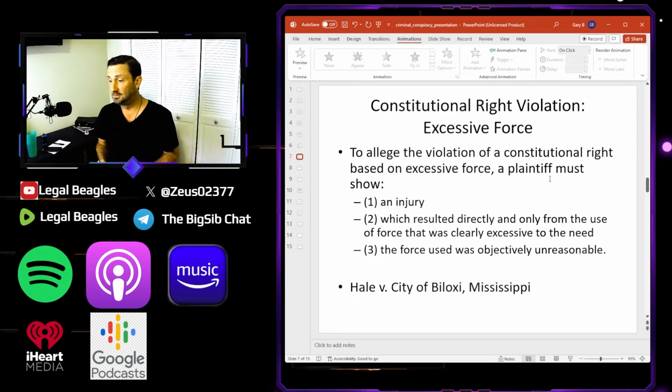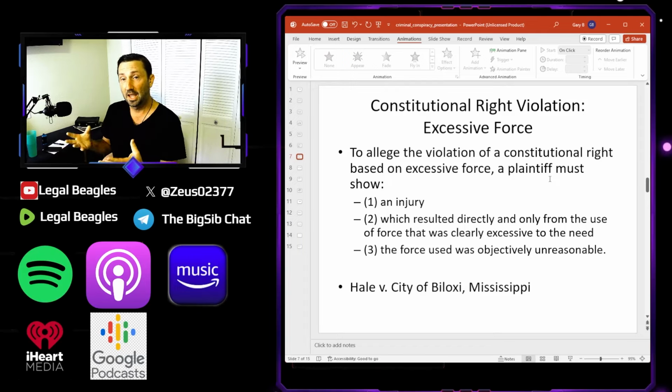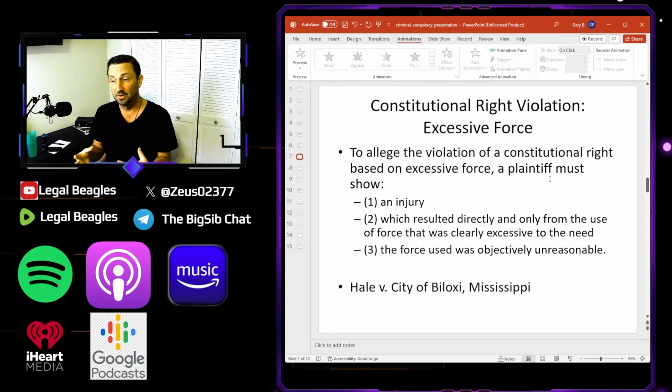Okay, so this is the next cause of action we're going to get into, the constitutional right violation using excessive force. So you're pulled over on the side of the road, and a cop jerks you out of the car using excessive force. These are the elements that you need to put in your facts section in order to prove that it was a constitutional right violation with excessive force. So to allege the violation of a constitutional right based on excessive force, a plaintiff must show, one, an injury. So you have to show that they injured you in some way.